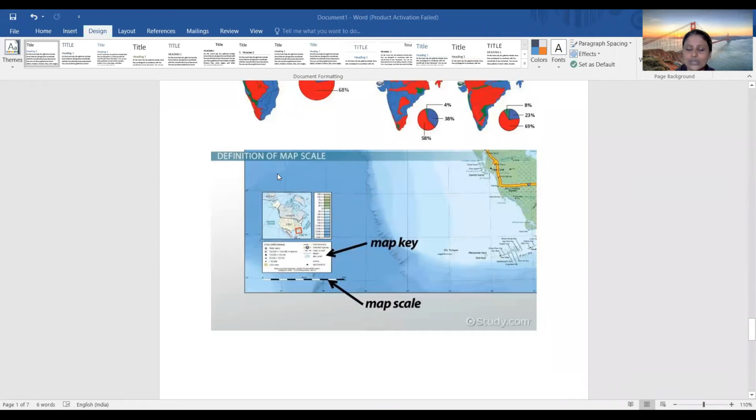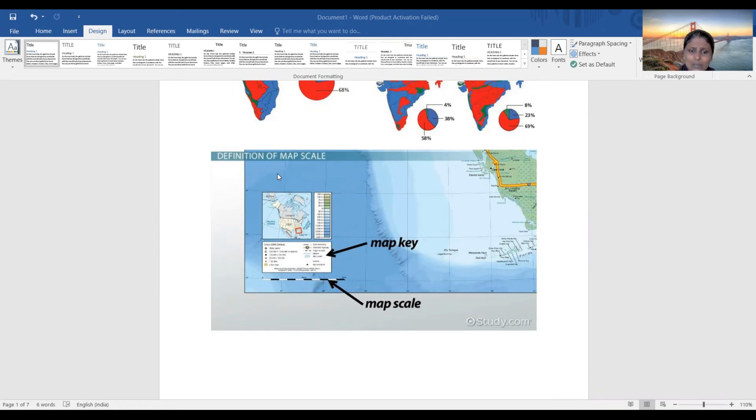Next, let us see about the advantages of maps. Why do we use maps? For what purpose have they been used? You all know very well: to locate the places, to locate the climatic conditions, to locate the various directions. For everything, maps are used.